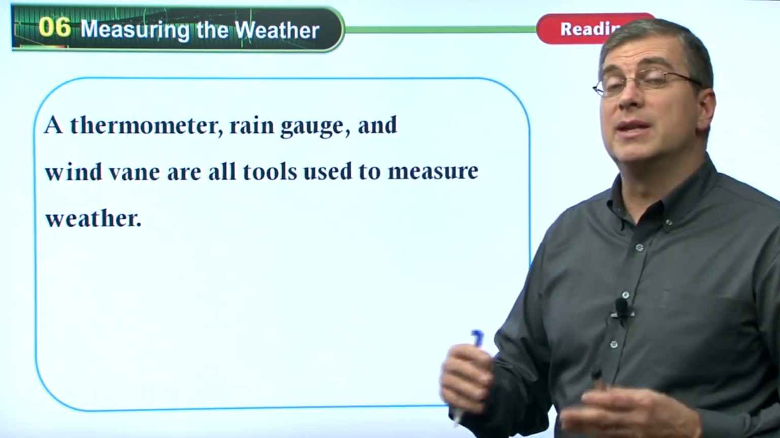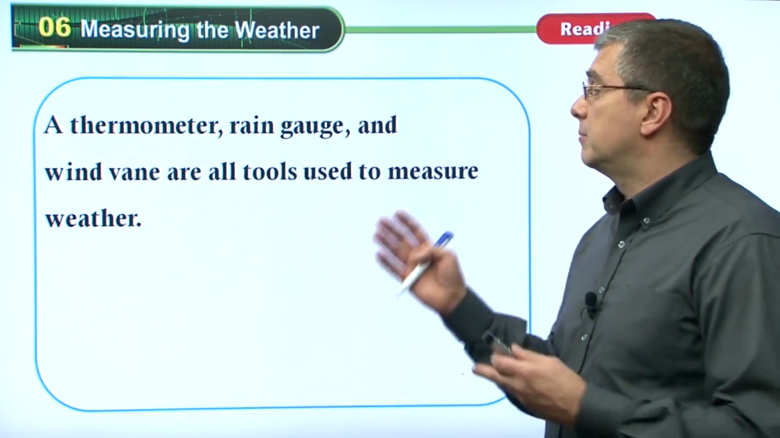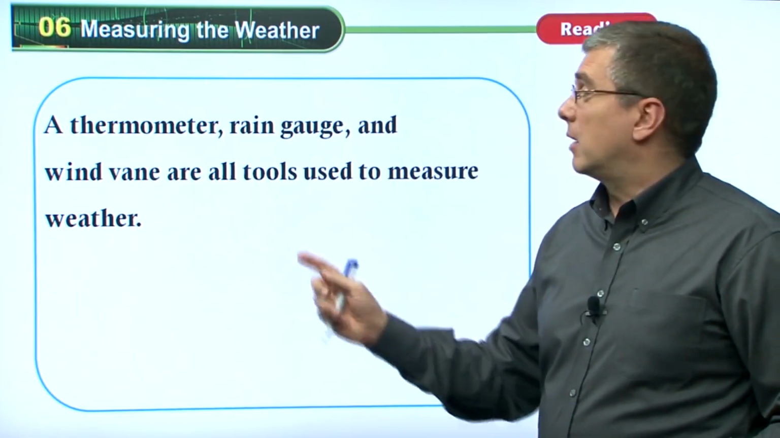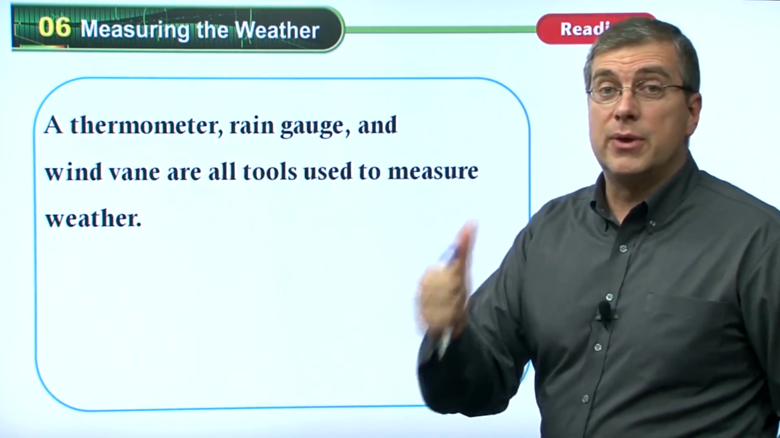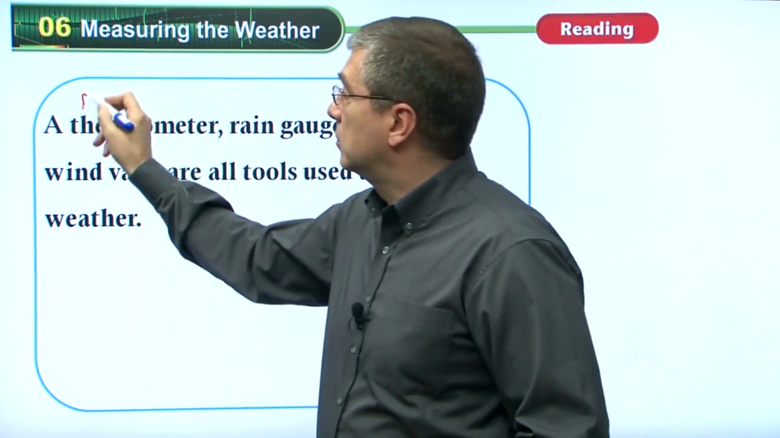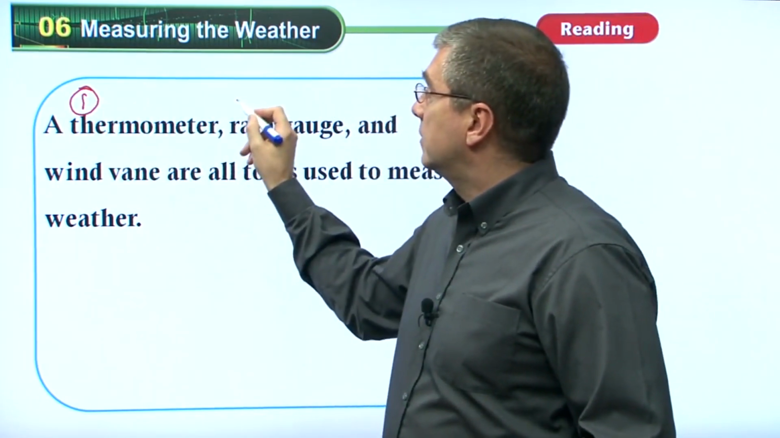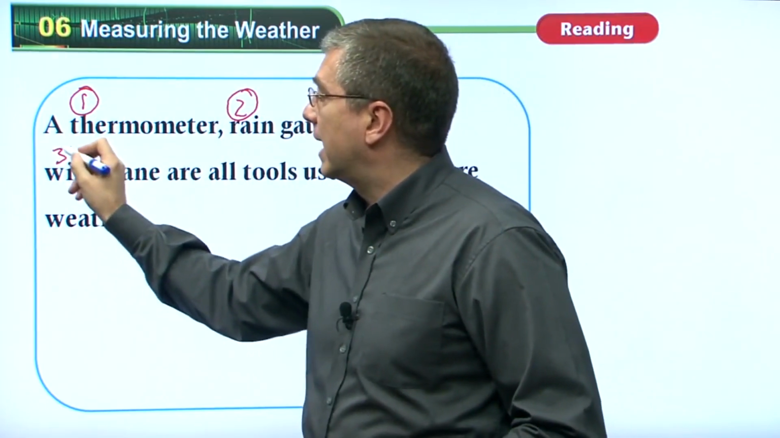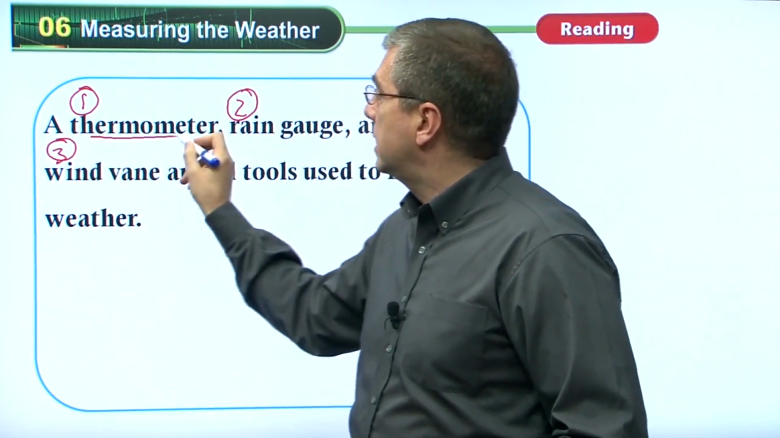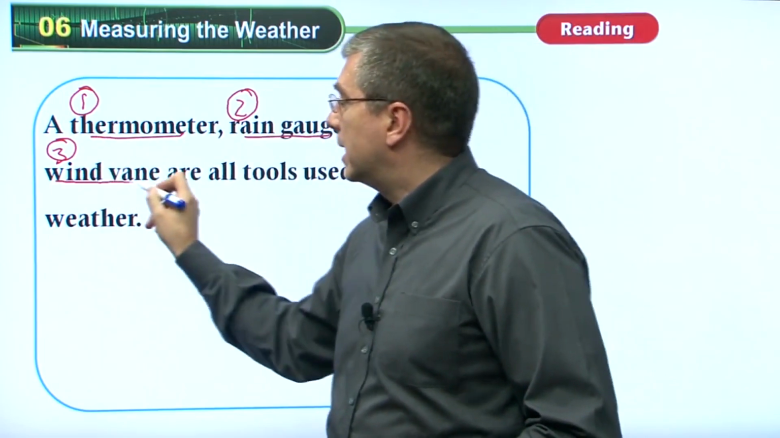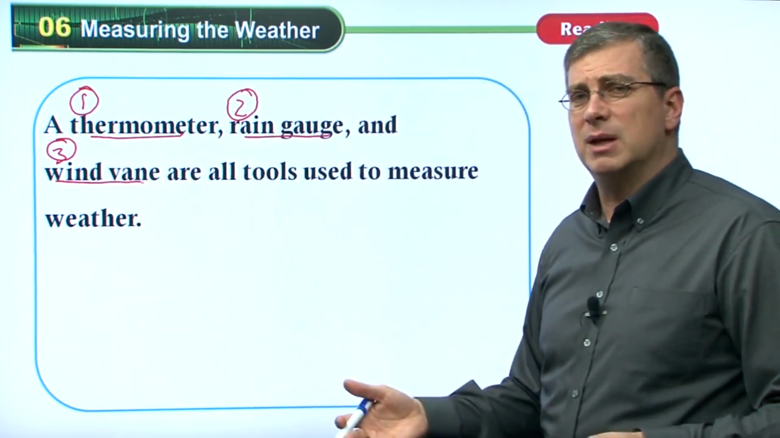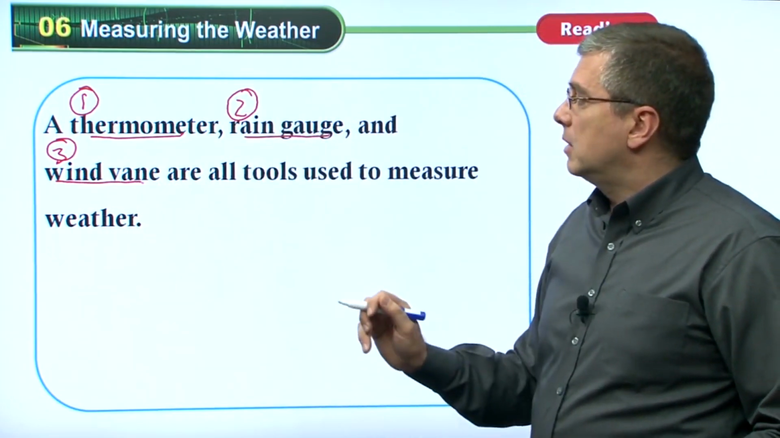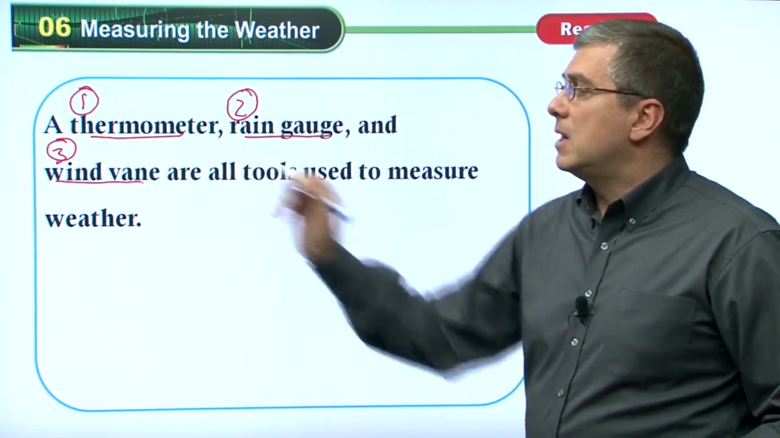We're talking about the different tools that are used to measure the weather. Now we have three tools that we talked about. First we talked about the thermometer. That's the first tool we talked about. The second was the rain gauge, and the third was the wind vane. So 1, 2, 3. This is kind of a summary statement. We're wrapping up these tools. 1 thermometer, 2 rain gauge, 3 wind vane.